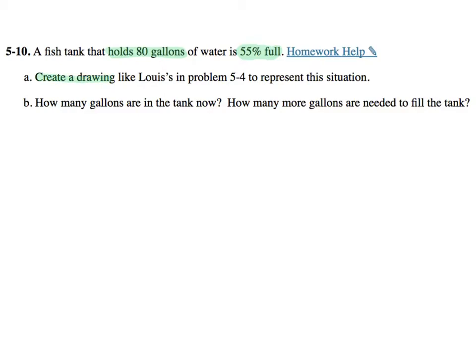They're saying the class notes for problem 5-4, and they're referring to the number line that represents part and whole relationship. And then the second part, we're being asked how many gallons are in the tank now. So we're going to use that diagram to find that information. And then the second question says how many more gallons are needed to fill. So if you're going to do it all the way on the top, how many more you need.